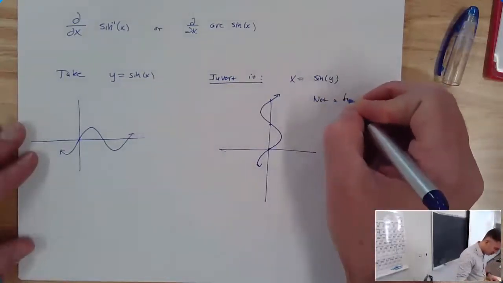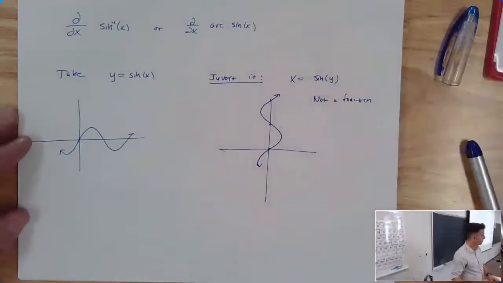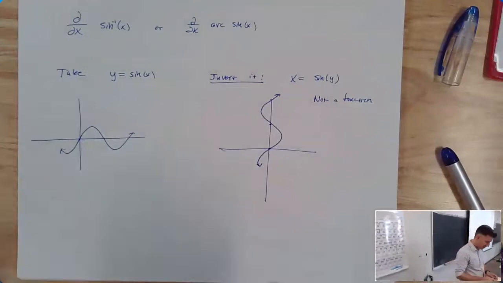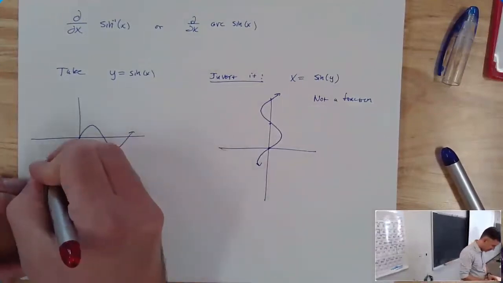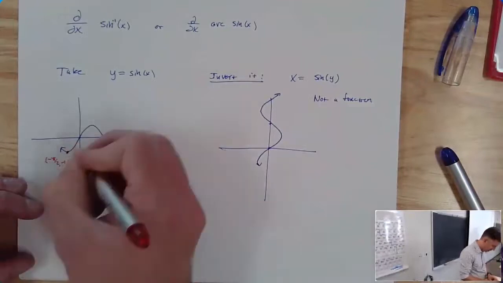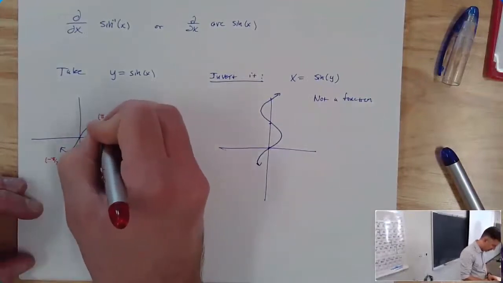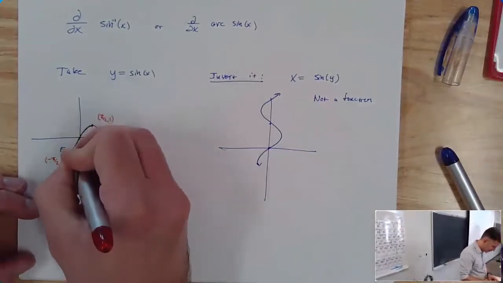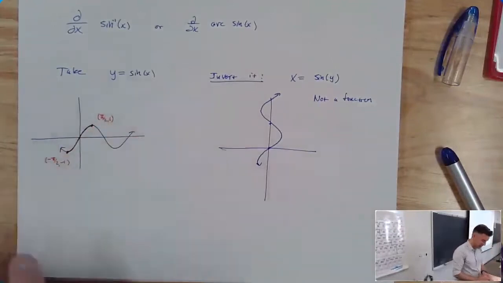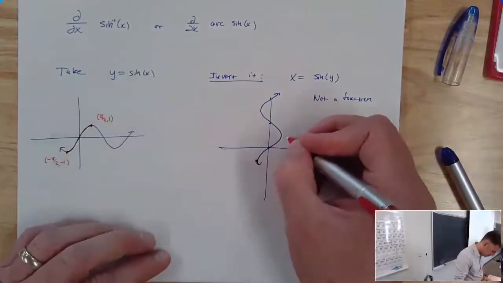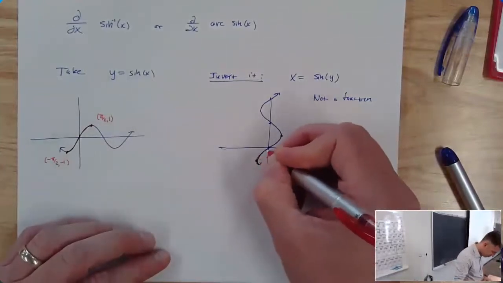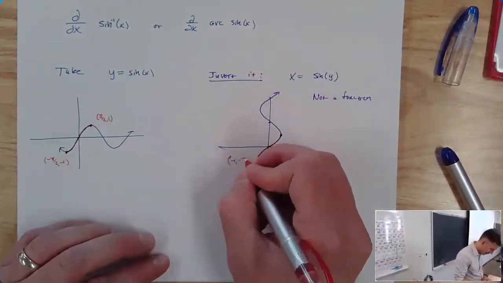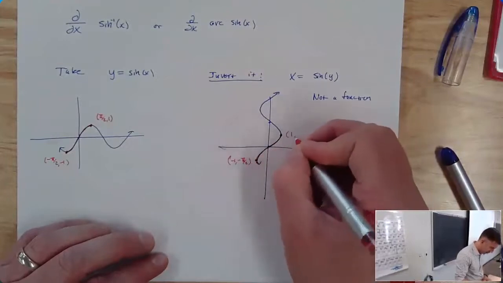So what we have to do to make it a function is restrict the domain of the original thing we inverted. We're just going to go from here, the point negative pi over 2 comma negative 1, to here, the point pi over 2 comma 1. Because this little section of it is one-to-one, meaning this little section of it is a function. That's the point negative 1 comma negative pi over 2, just switching x and y. That's the point 1 comma pi over 2.